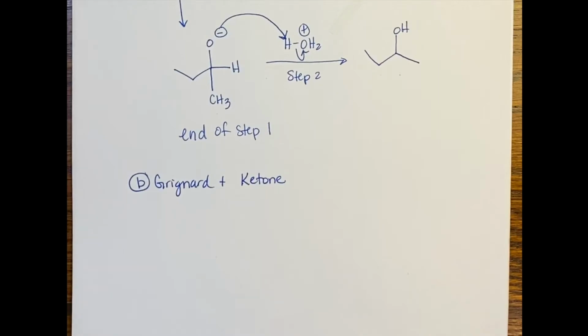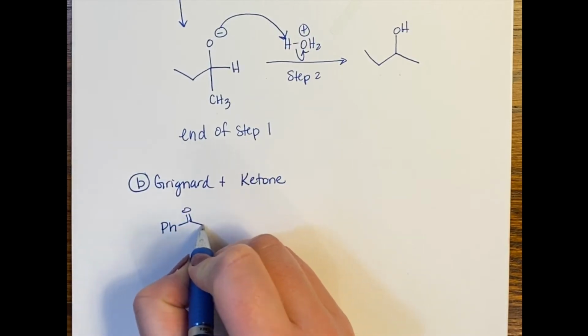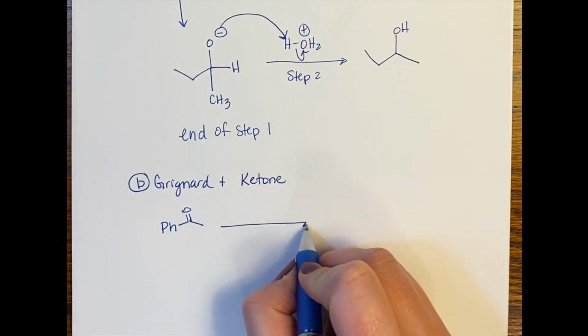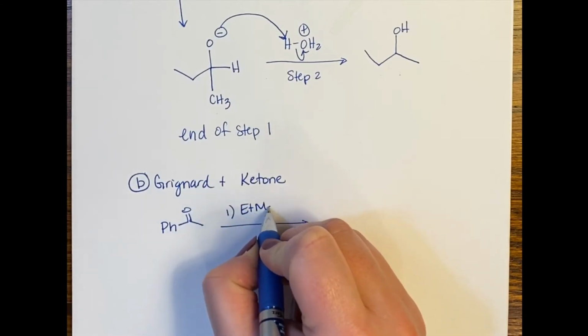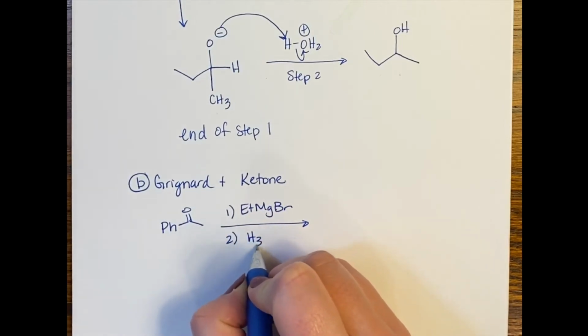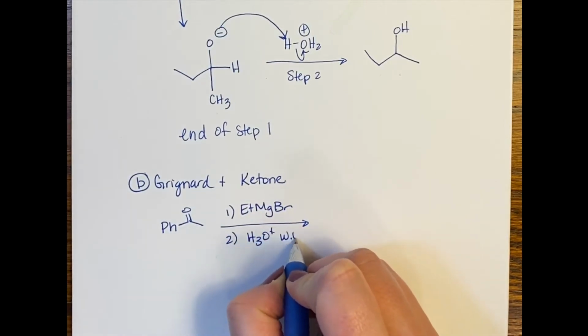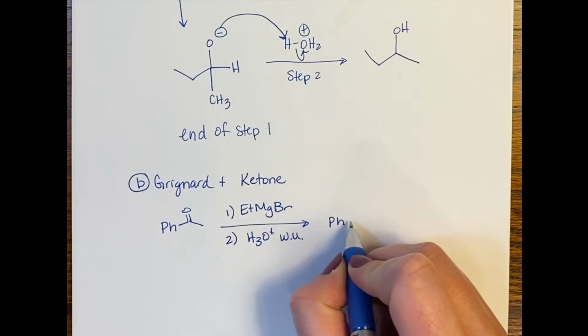I can also look at the reaction of a Grignard reagent with a ketone. So in this case, if I have a ketone like this one, and I treat this ketone with ethyl magnesium bromide, followed by an acid workup, the product that I get out of this reaction is this one.